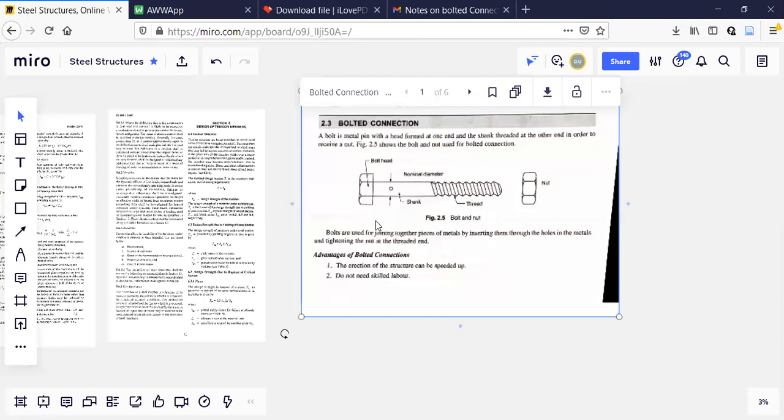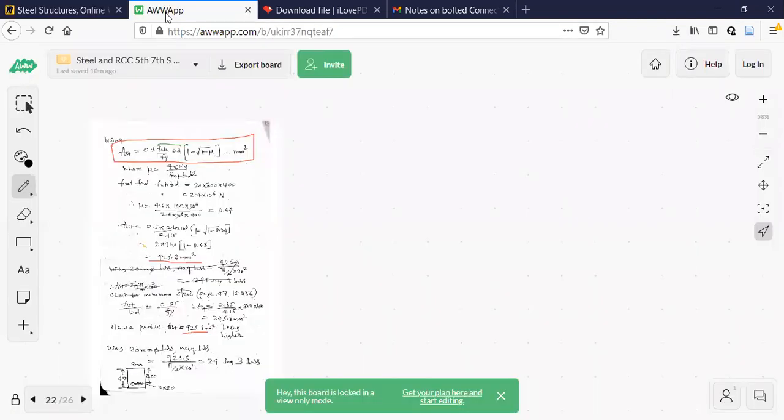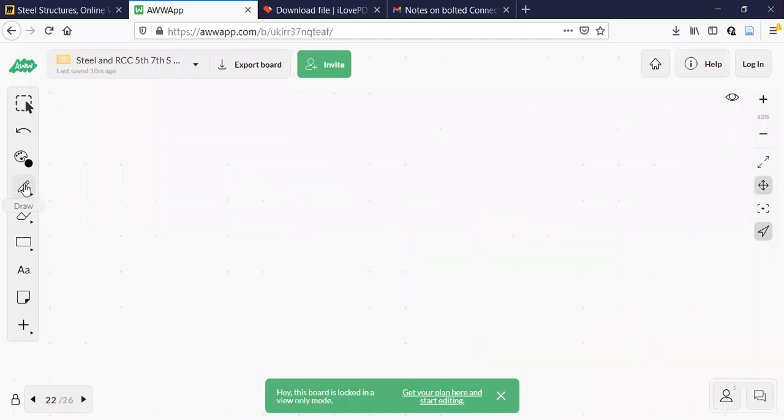What you need to understand here is, let us start with the simple thing. How to understand this one, observe here. Let us say there are two plates. Okay, there are two plates which are to be joined.